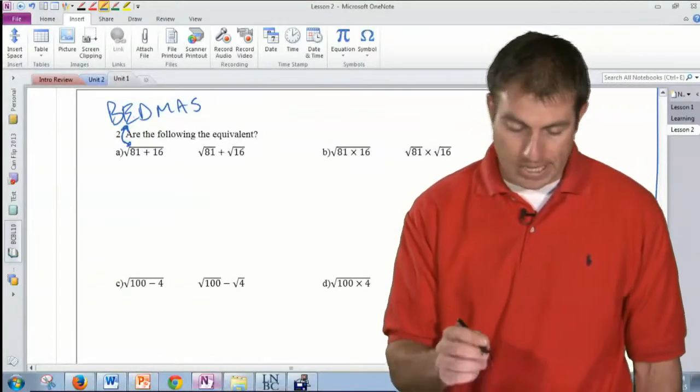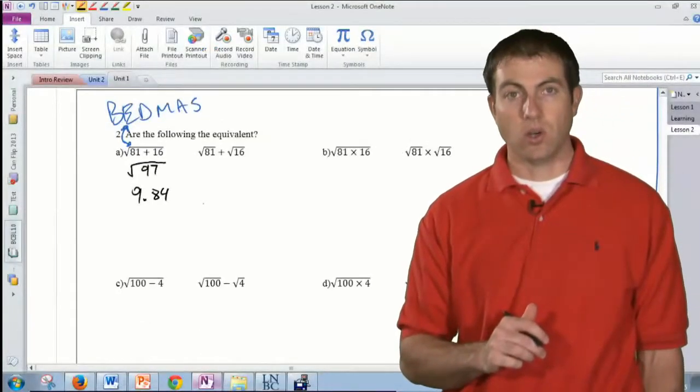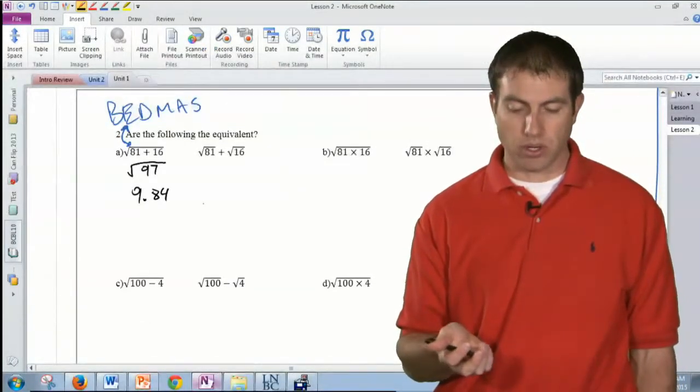So if I add 81 and 16 together, I should end up with 97. And if I plug that into my calculator, the square root of 97, what do you get? You should end up with 9.84, and it's going to keep going forever. So that's an approximation for the square root of 97.